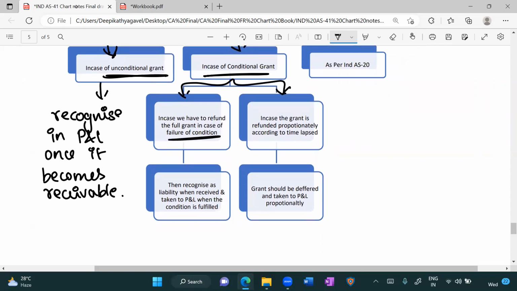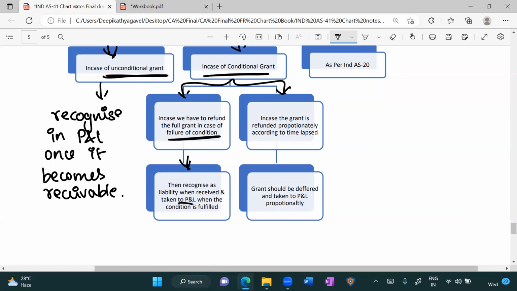In that case, you will recognize this particular grant as a liability. Let's say the grant says that within 5 years you need to fulfill this condition. So within 5 years, there's a possibility that at any point there can be a breach. So right now it is my liability, and you will record it in your books as a liability. And when that condition is fulfilled, this grant can be taken to your P&L.